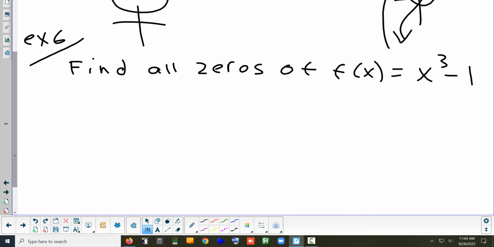Because if you can find a root that's rational, you can divide through by it and then turn your cubic into a quadratic and then solve it with the quadratic formula or factor it. But you have to be able to find a rational root first. How are we going to find a rational root for x cubed minus 1?